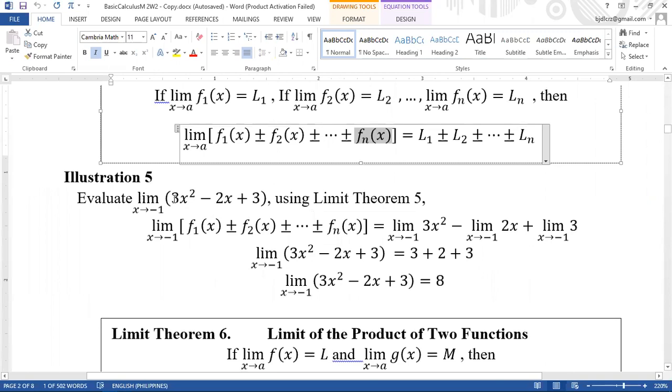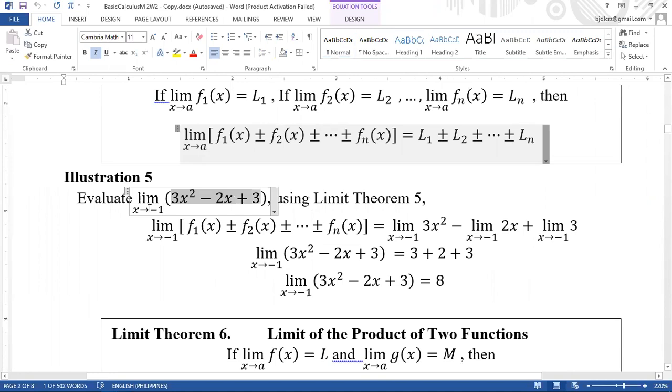So we have here an example. 3x squared minus 2x plus 3 as x approaches negative 1. So we have here the limit of 3x squared as x approaches negative 1. So negative 1 raised to the power of 2 is positive 1, times 3.